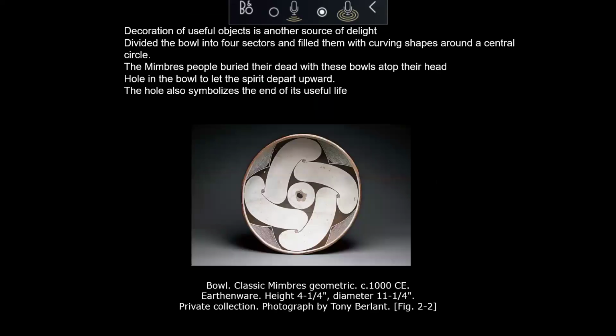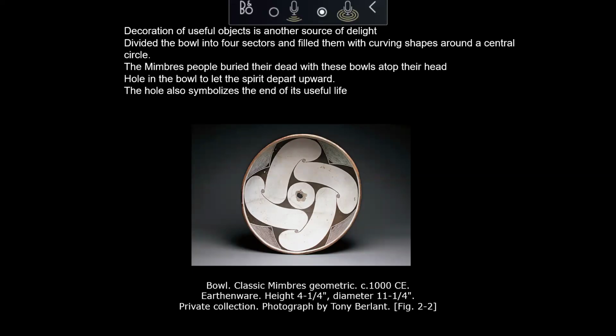Then we move on to this work right here. And there's a decoration of useful objects that can bring joy, visual delight to us. Now, this work right here actually serves multiple functions because we have the decorative use of it, right?